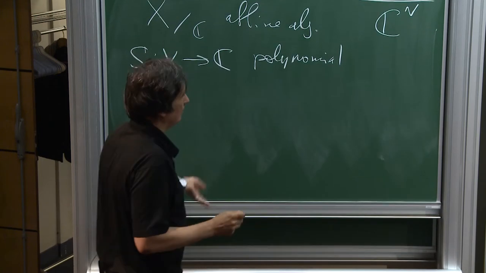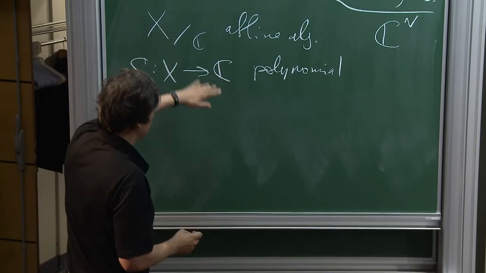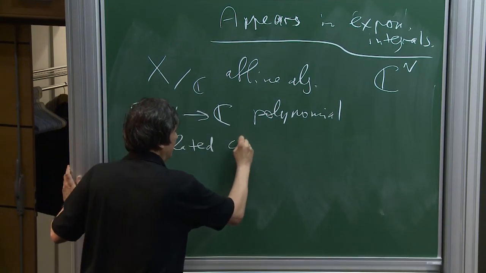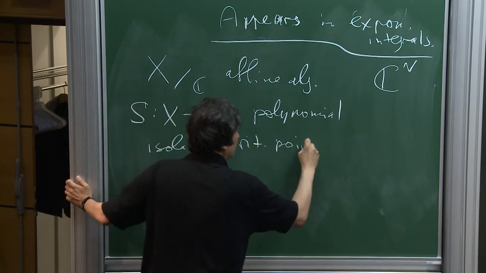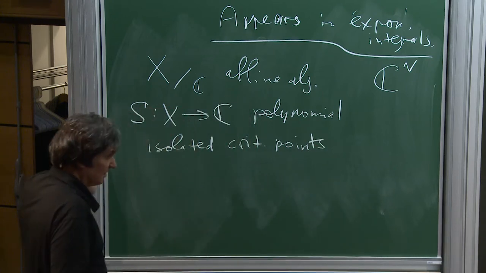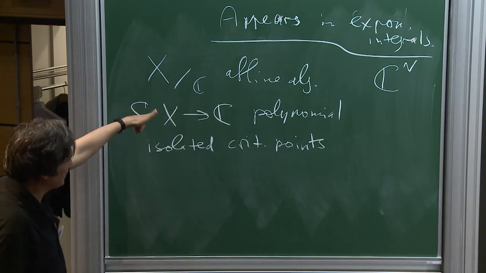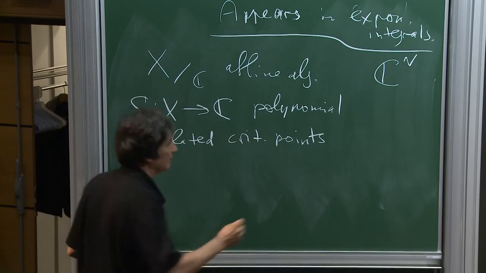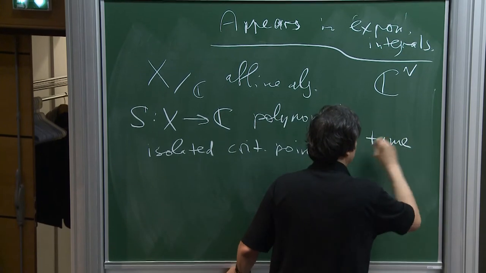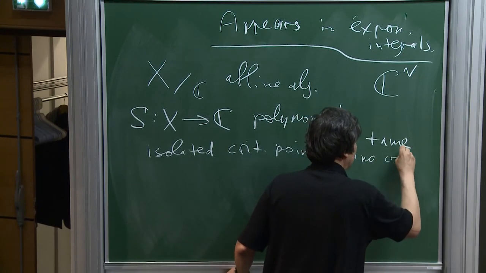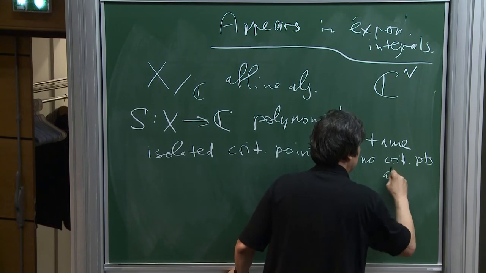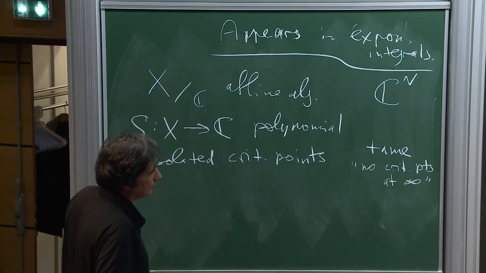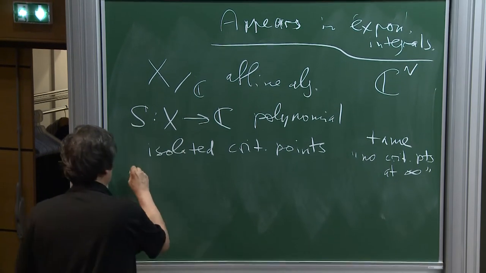I'll just give you the simplest possible example. Assume that this polynomial has isolated critical points. And there's some condition, I forgot what is the name, it says that this polynomial has no critical points at infinity. Tame, yeah. So suppose we have this polynomial, what will be this H_U?